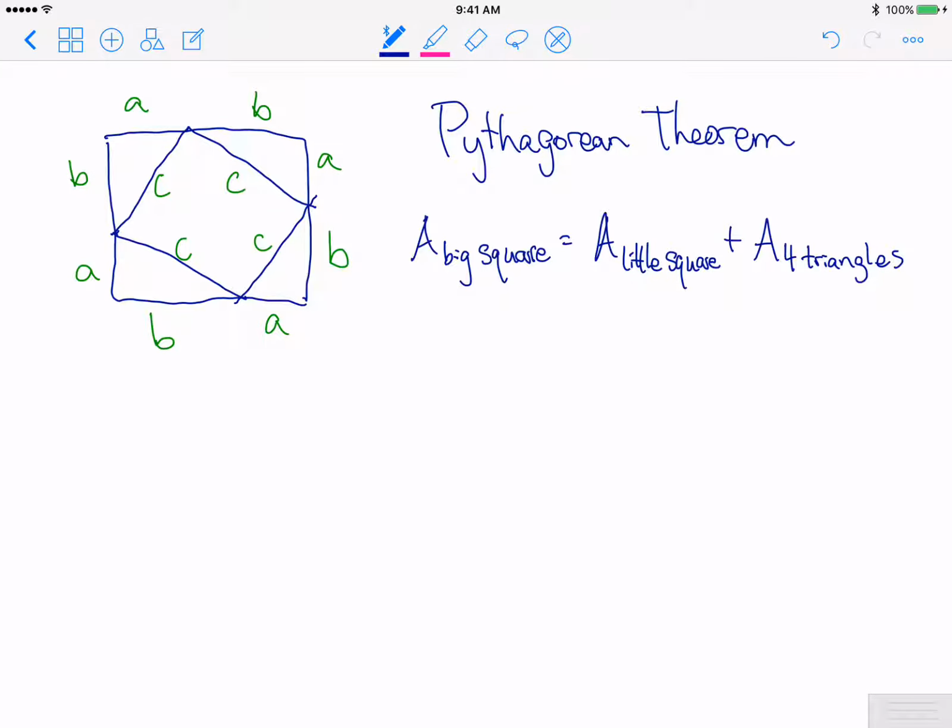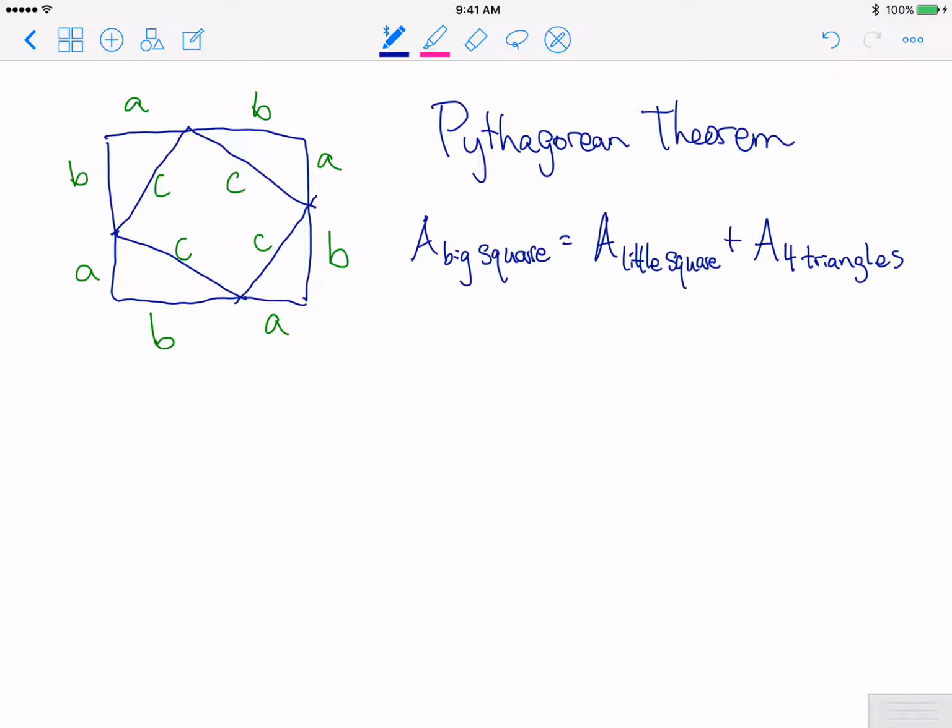Hey everybody. So in this video we're going to be going through the exercise that we asked in the previous document, and that is to derive the Pythagorean theorem by comparing two different measurements for the area of this diagram.